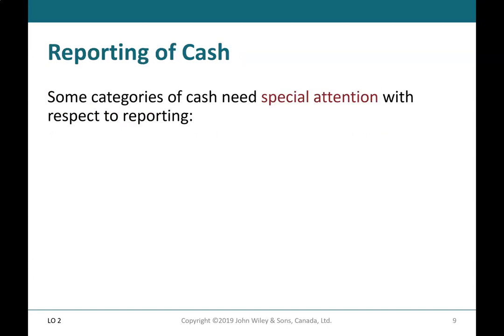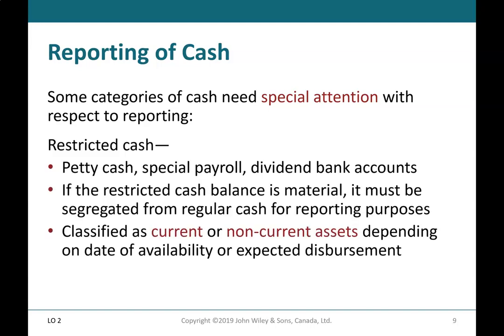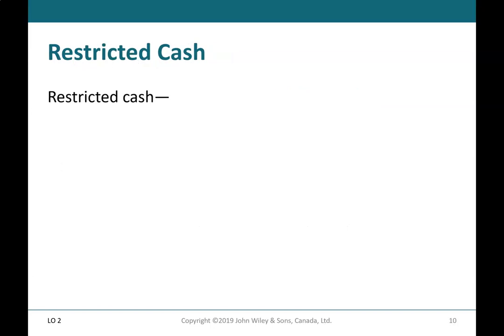Reporting of cash. Some categories of cash need special attention with respect to reporting: restricted cash, petty cash, special payroll, and dividend bank accounts. If the restricted cash balance is material, it must be segregated from regular cash for reporting purposes. It is classified as current or non-current assets depending on date of availability or expected disbursement.